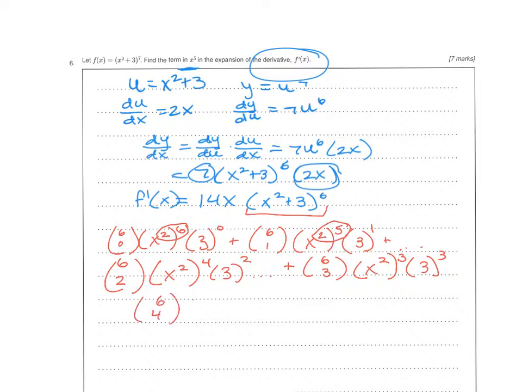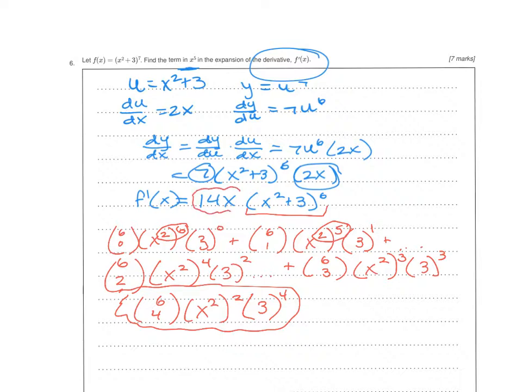6 choose 4 times x squared to the 2nd, 3 to the 4th. That's right, because that term right here is going to give us an x to the 4th as its term. And then we're going to take it and multiply by 14x right here.